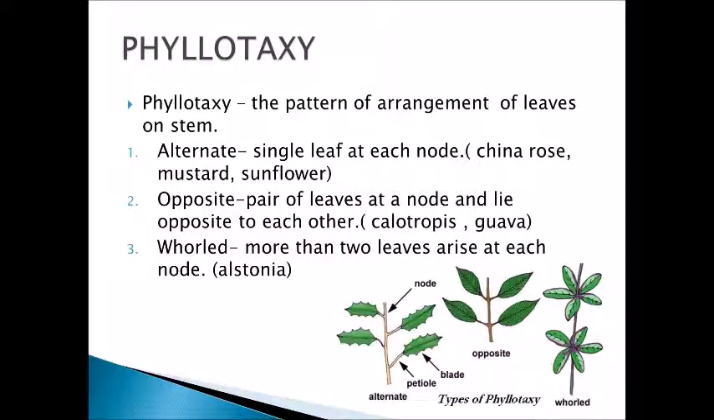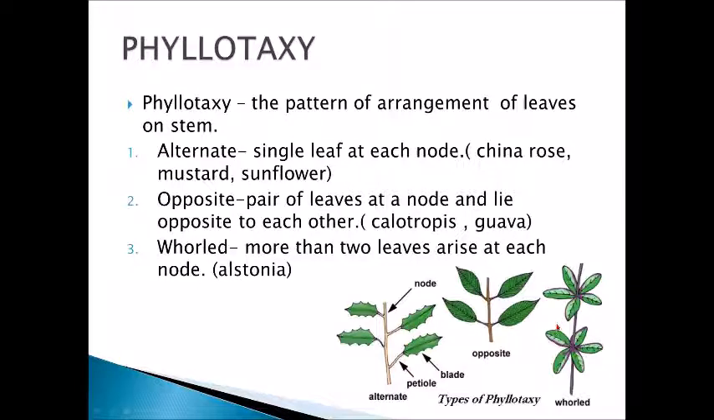The next is opposite type. As it is said, from a node, a pair of leaves arises and they are arranged opposite to each other. So in alternate, only one leaf at each node, alternately arranged. In opposite, two leaves at a node and they are arranged opposite to each other. Examples are Calotropis, guava. And the third type is whorled phyllotaxy.